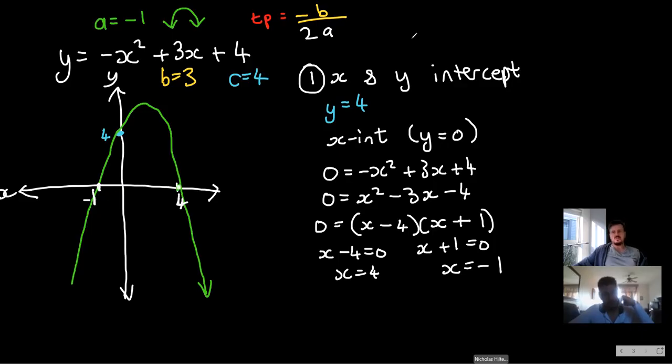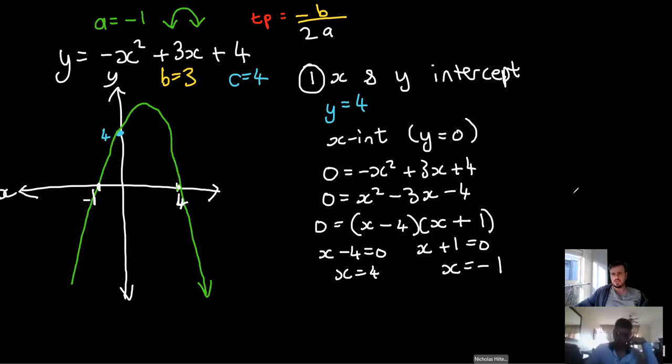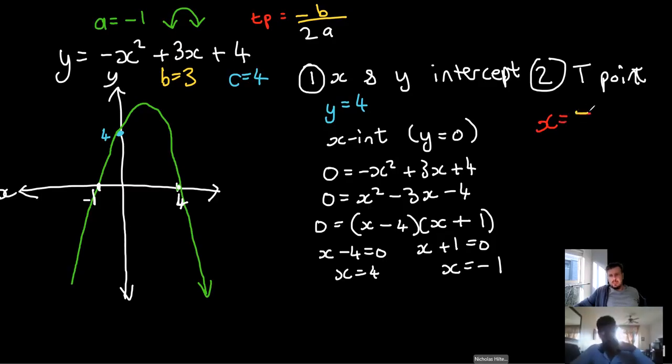But I can get my turning point using my turning point formula. So let's just move this down a bit. So that'll be the turning point. Now the x value of the turning point is negative b over 2a. So would it be negative 3 over 2a? Excellent. What do we say a is? Negative 1. So negative b over 2 times negative 1, and then solve that, then we'd have the turning point.